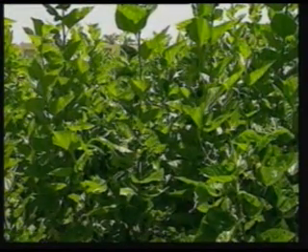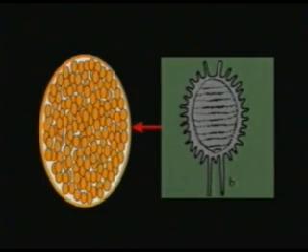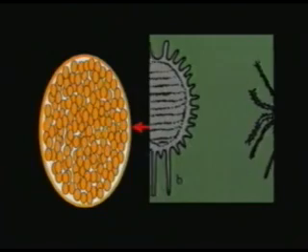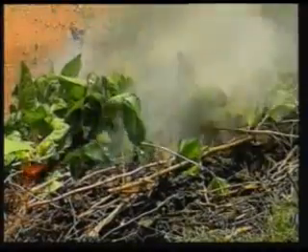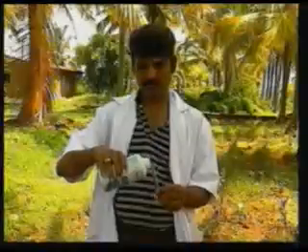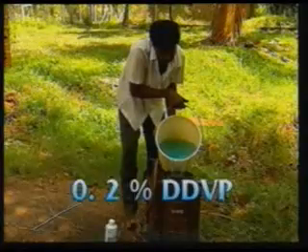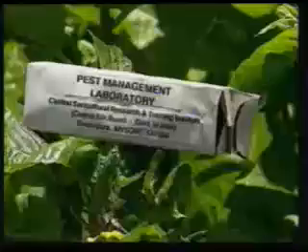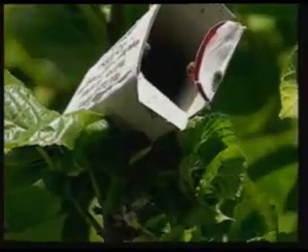On an average, about 300 eggs are laid by a single female. The males have 4 nymphal instars, while the females have 3. Life cycle is completed in about 25 days. Integrated management, comprising clipping and burning of tukra-affected shoot, spraying of 0.2% DDVP prepared in 0.5% soap solution, and release of ladybird beetle, is effective against tukra in mulberry.